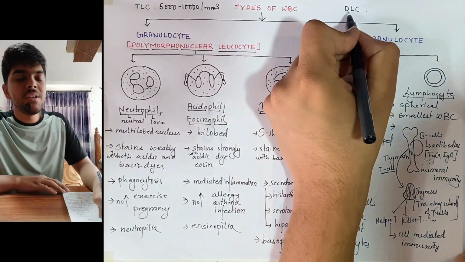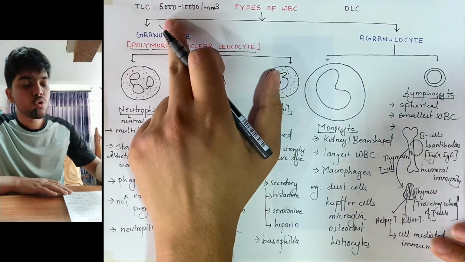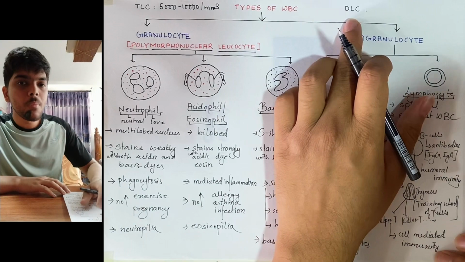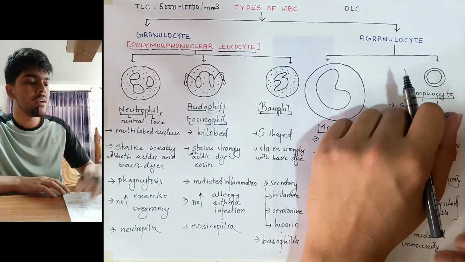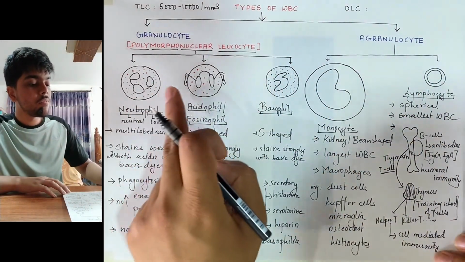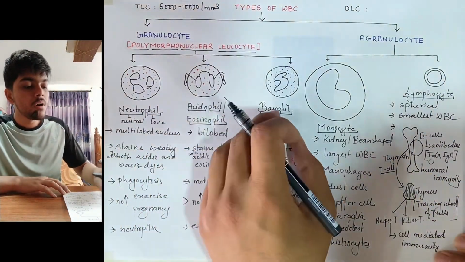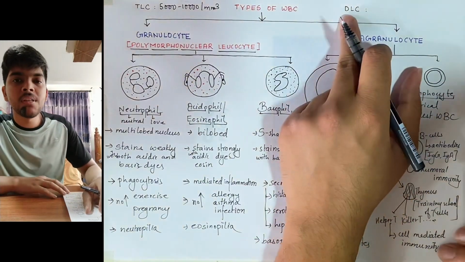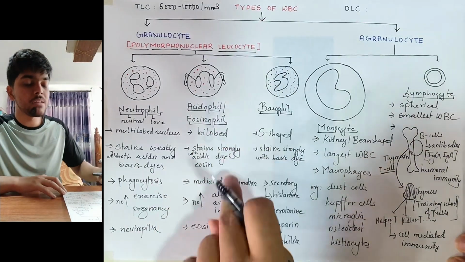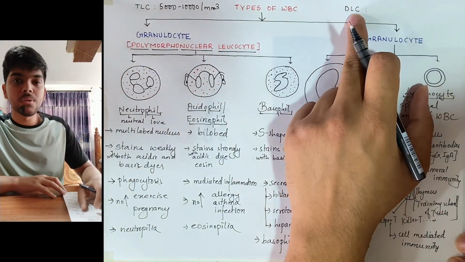But there's another term called DLC, which means differential leukocyte count. This is your total number of WBC present in your body. This is the number of WBC depending on the type. That is, WBC itself are of 1, 2, 3, 4, 5 types. And these 5 types have their own number, right? And that particular number written separately is your differential leukocyte count. That is the number of neutrophil, the number of eosinophil, the number of basophil, the number of monocyte, and the number of lymphocyte. That comes under differential leukocyte count.